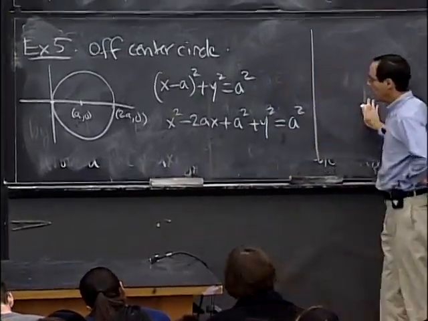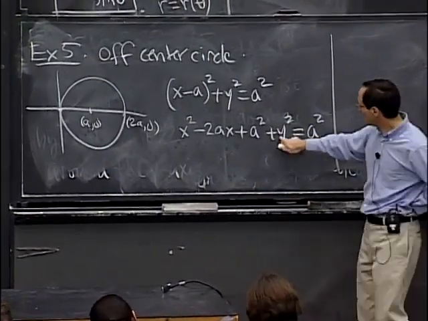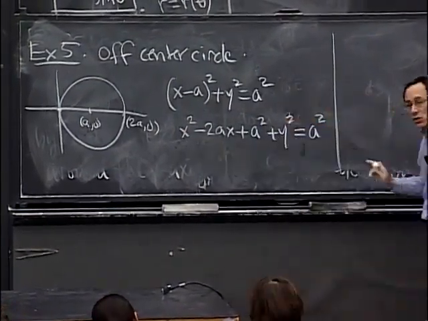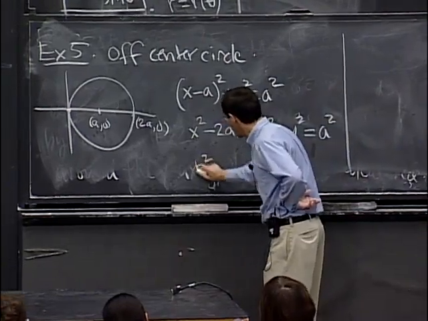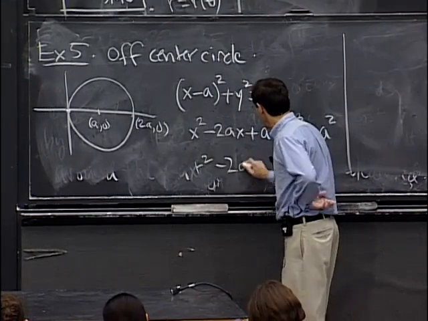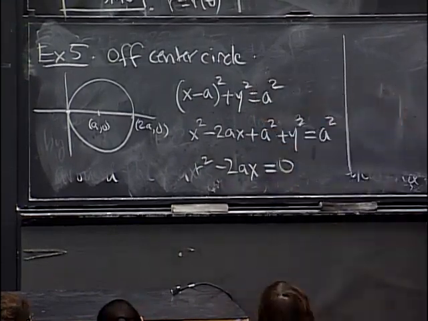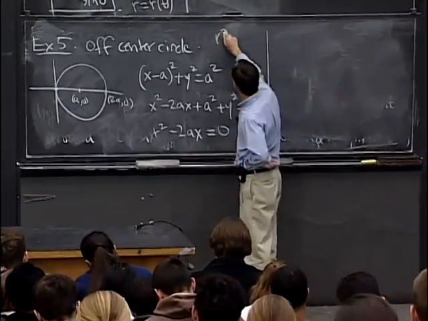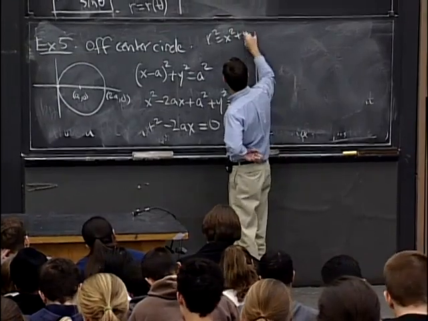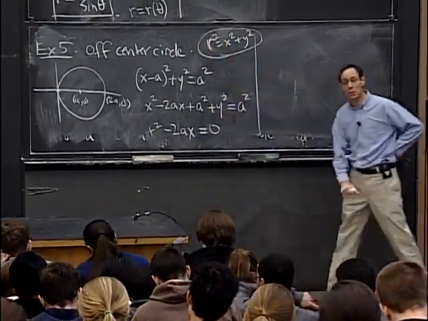All right. And now I see the a squareds cancel. And not only that, but x squared plus y squared is r squared. So this becomes r squared, that's x squared plus y squared, minus 2ax is equal to 0. The r squared came from the fact that r squared is equal to x squared plus y squared. All right, so I'm doing this the rapid way.